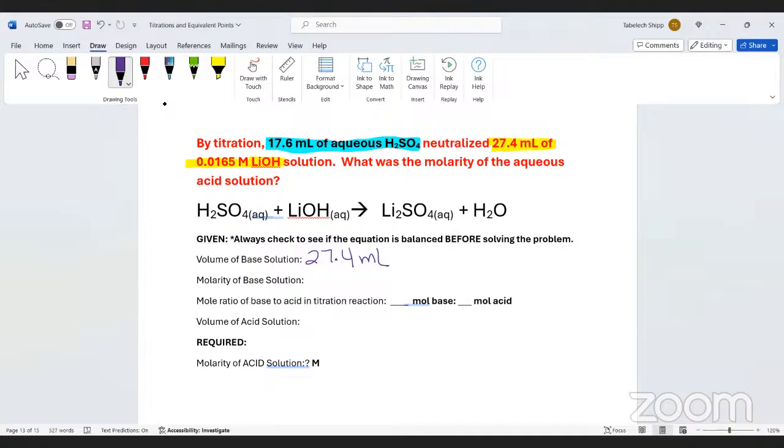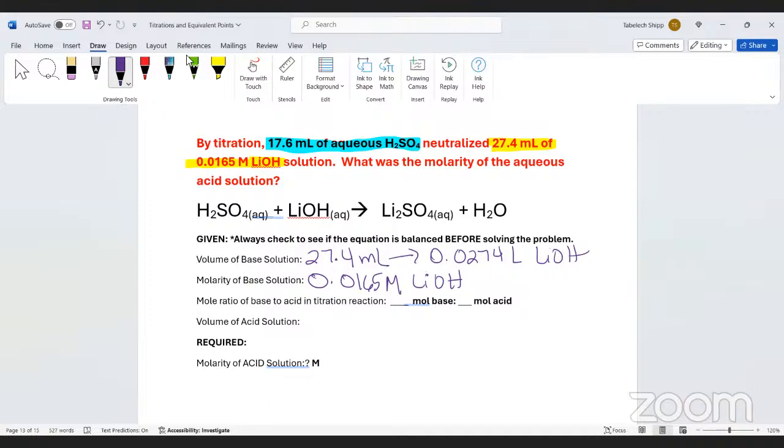Kat says, how do you know which is the base solution, which is the acidic solution? You're welcome. Because the LiOH, the OH tells me that that's the base. So they gave us 27.4 milliliters of lithium hydroxide. So the molarity of that was 0.0165 molarity. Okay, let me convert that milliliters that they gave us to liters. So that is your LiOH, the base.